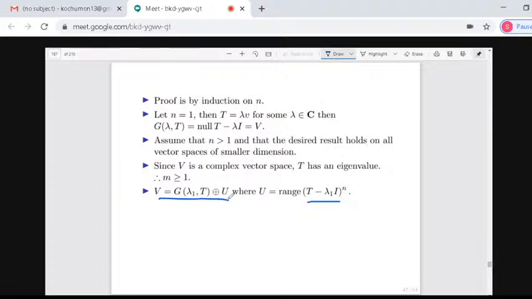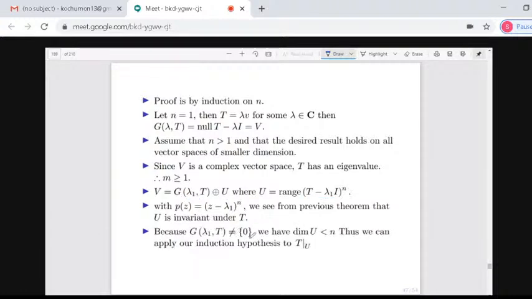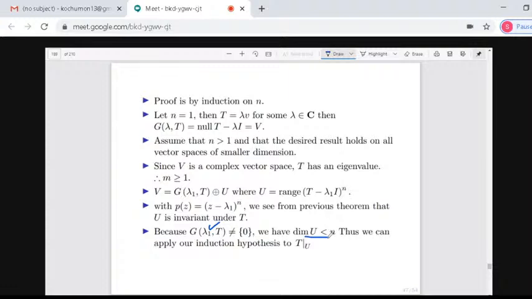Okay. Now, take p(z) equal to (z minus lambda 1) to the power n. We see that this is already invariant, we know. U is the range of this thing. Therefore, this is also an invariant subspace. So, already we have got one such step. Now, because lambda 1 is an eigenvalue, G(lambda 1, T) has dimension at least 1. Therefore, this is a non-zero vector space. Because of that, this U has dimension strictly less than n.